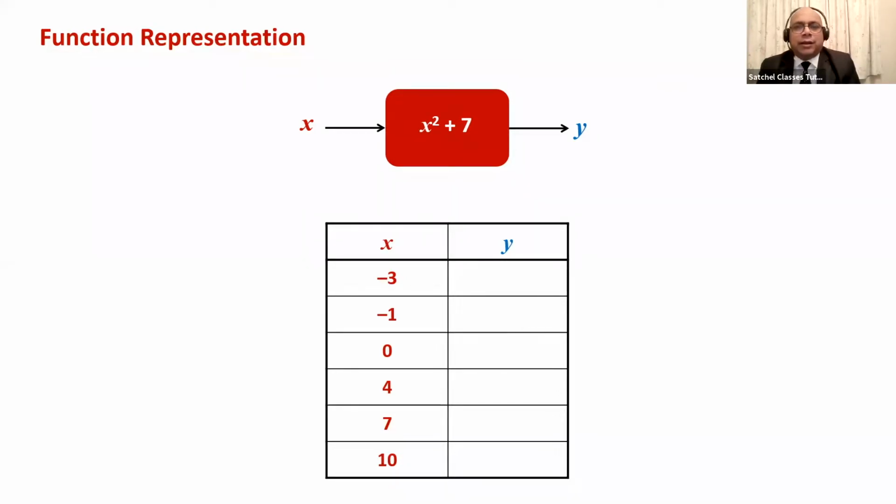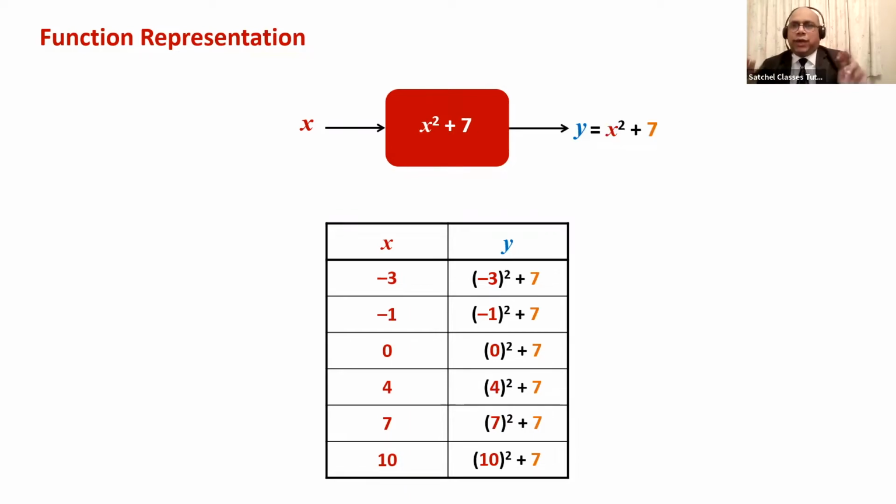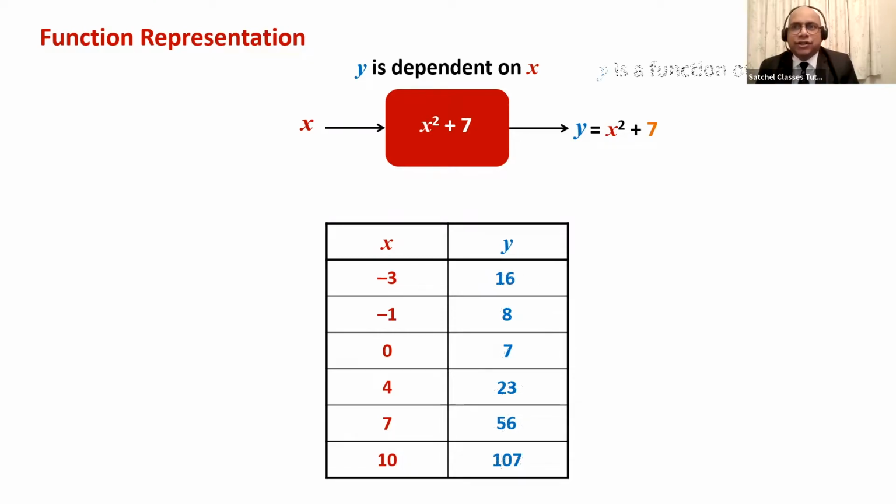For each of these inputs, is it possible to find the output? Well, all I need to do is square the input and add 7, right? That's your rule, which means y is actually the square of x plus 7. So y is dependent on x, as you can see, correct? Because the value of y depends on what your input is. It depends on x. And hence, we can always say y is a function of x, right? The output is a function of the input.